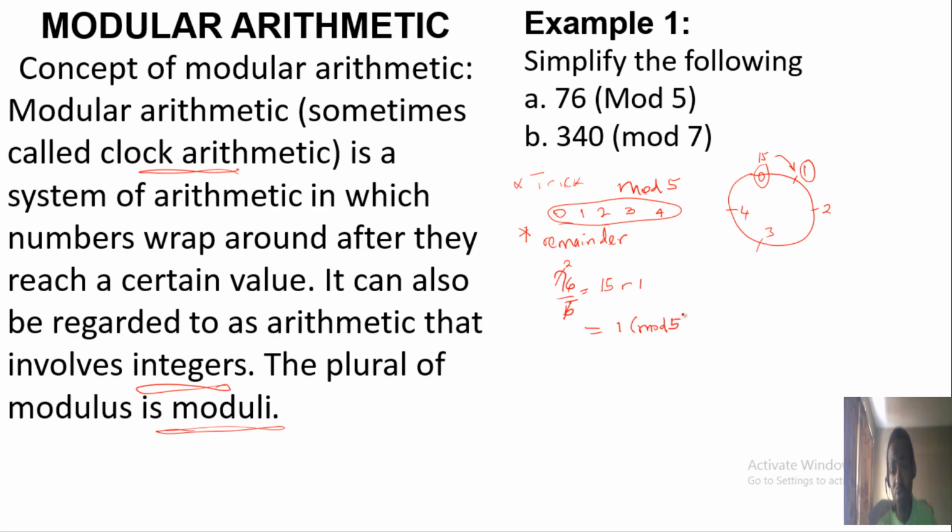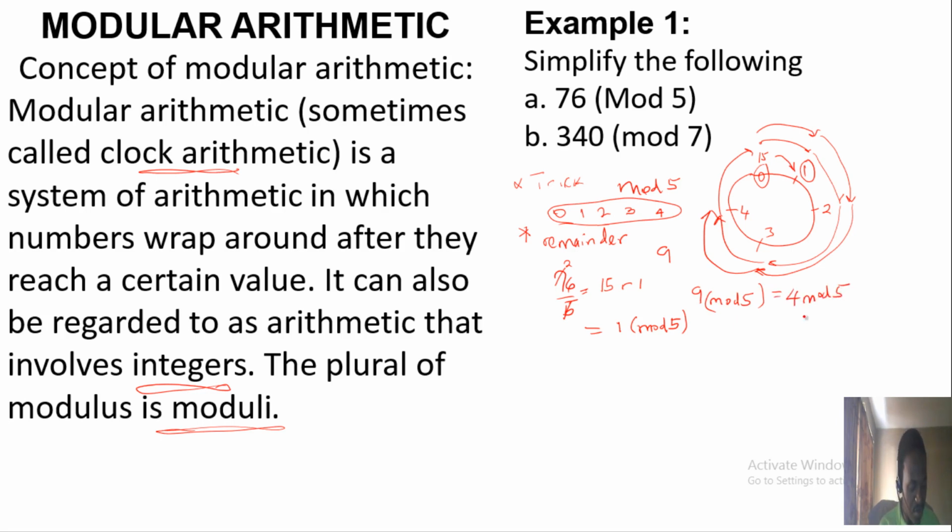Basically, you need to understand what I'm trying to do here, because the number is really large. If I have 9 and I want to move in this direction, you are moving from here. This 1, you move like this 2, you move like this 3, you move like this 4, 5. In one rotation, you are going to 9. This 6, this 7, this 8, then 9 will be 4. Therefore, if I have 9 mod 5, if I'm to simplify 9 mod 5, that will be giving me 4 mod 5.